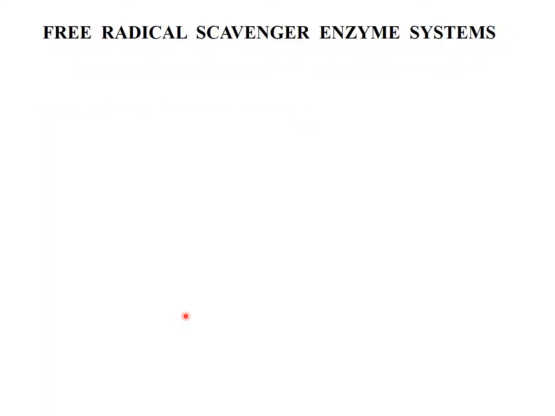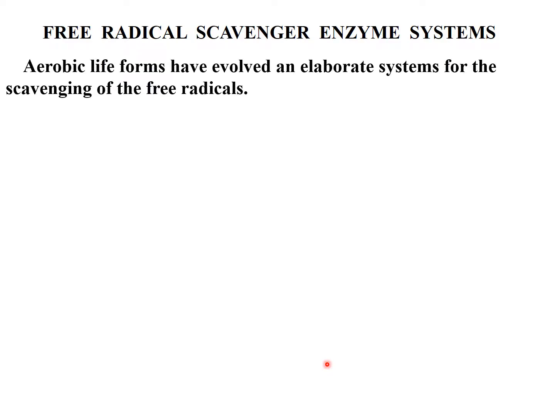Let's look at the first classification, the free radical scavenger enzyme system. These are enzymatic antioxidants. What basically happens is that when the free radicals are generated, a system of enzymes comes in, which collectively work together and reduce the impact or the effect of free radicals. So let's look at a few reactions that happen in our system.